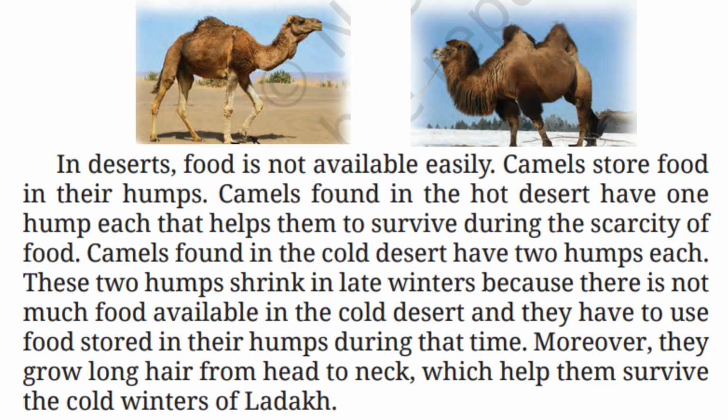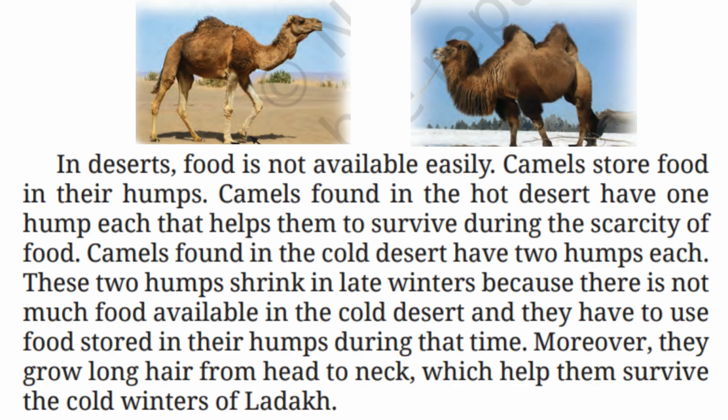Camels found in the cold desert have two humps each. These two humps shrink in late winters because there is not much food available in the cold desert, and they have to use food stored in their humps during that time. Moreover, they grow long hair from head to neck, which helps them survive the cold winters of Ladakh.